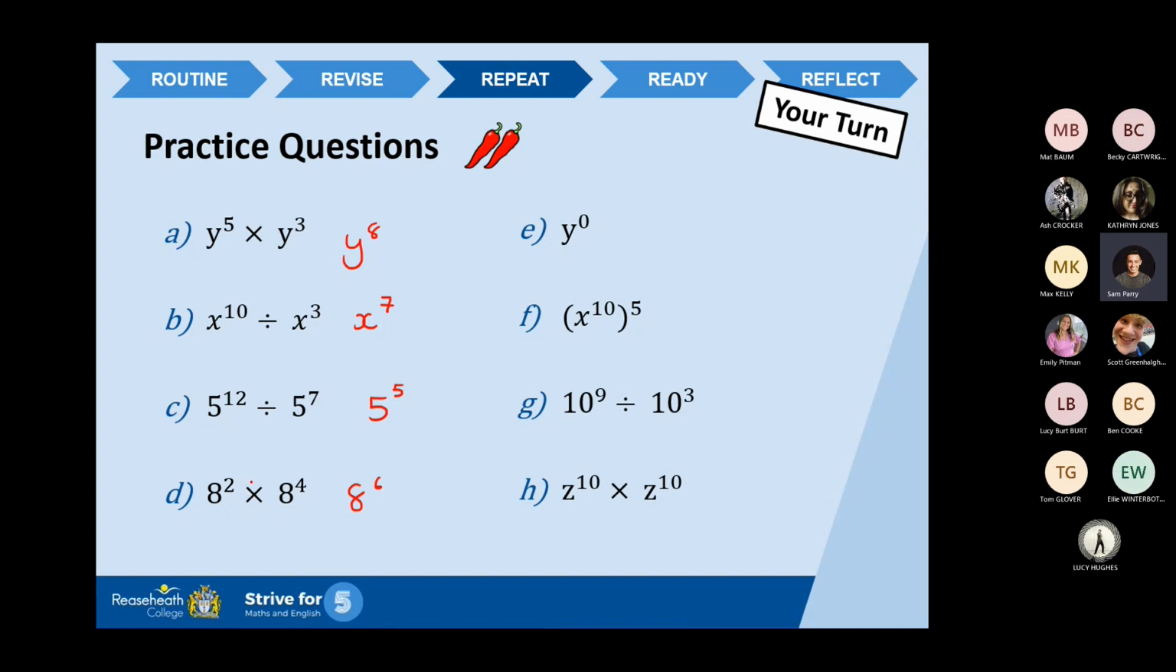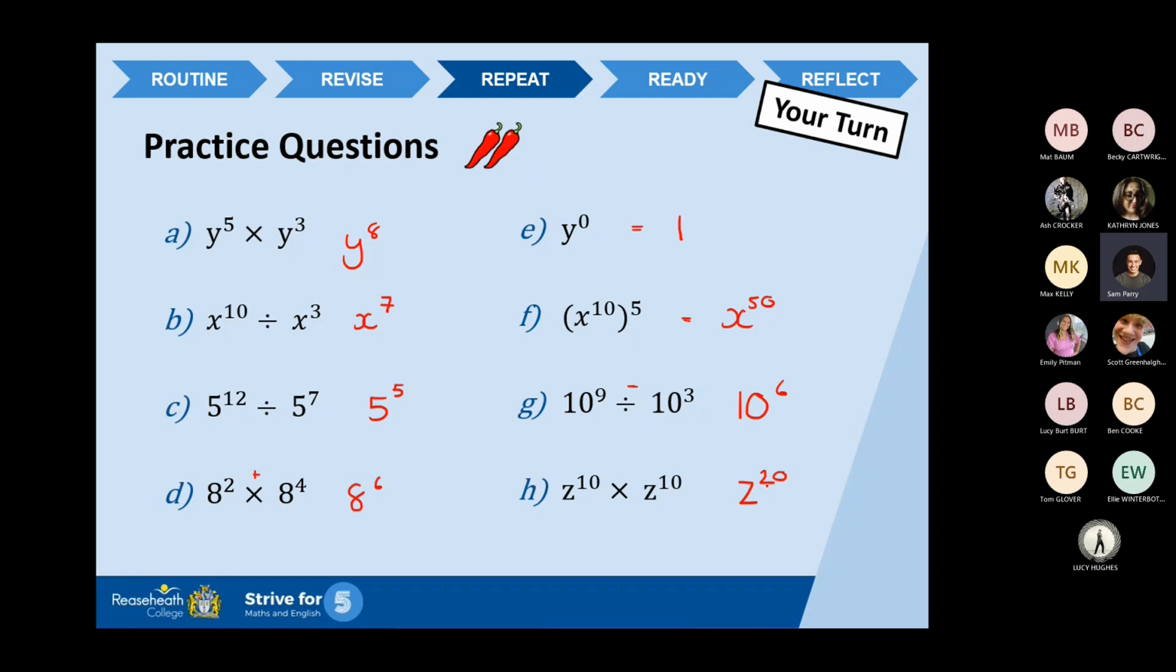So I'm looking at the symbol and telling myself that means add. Y to the power of 0 is 1. We're timesing these two numbers here, so x to the power of 10 to the power of 5 is going to be x to the power of 50. Remember, we're timesing those two numbers. Division means subtract, so it's going to be 10 to the power of 6. And then finally, z to the power of 20.